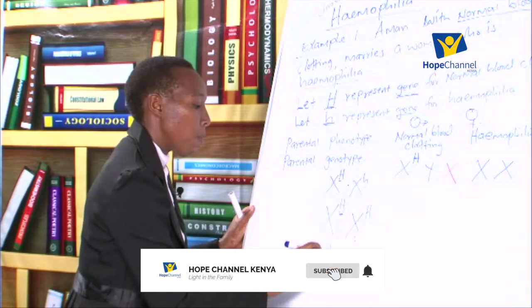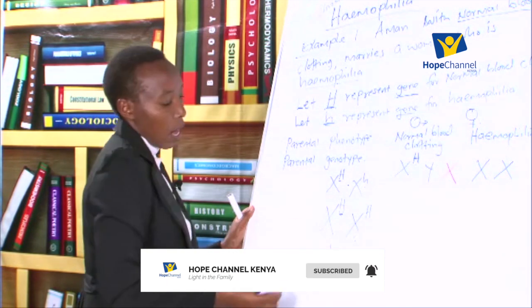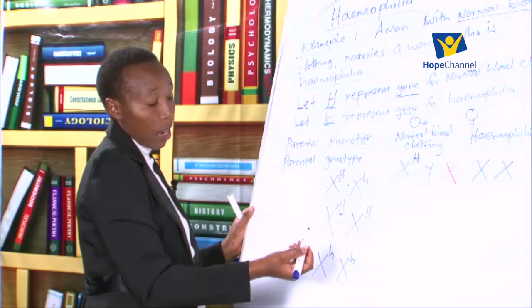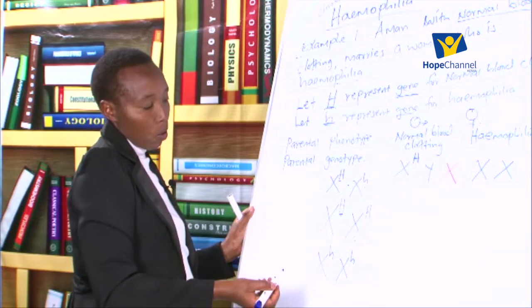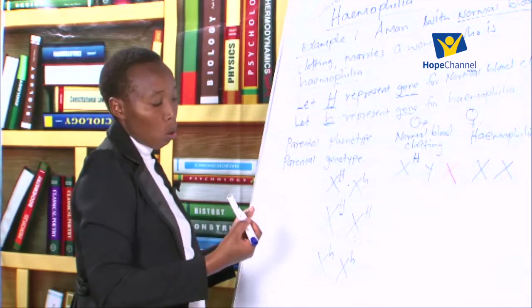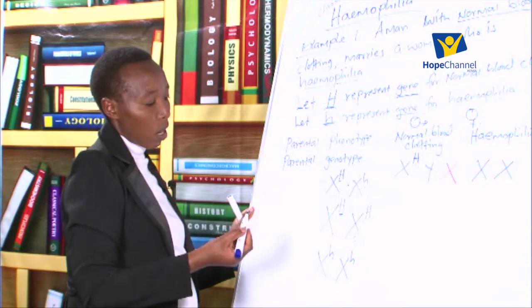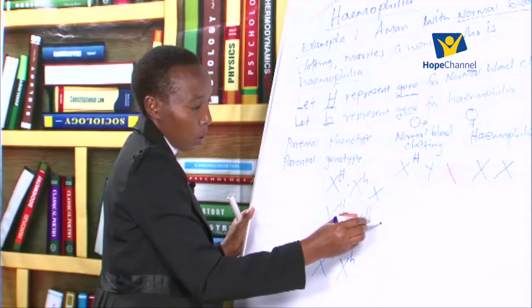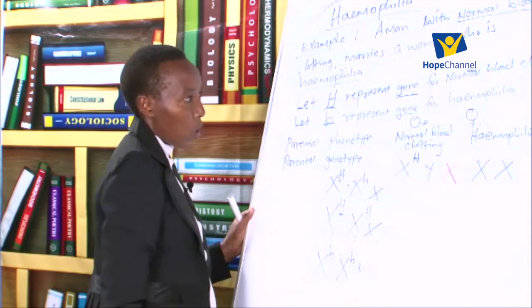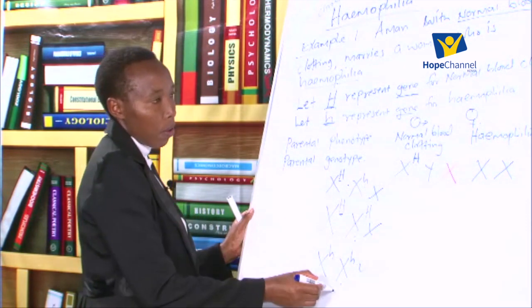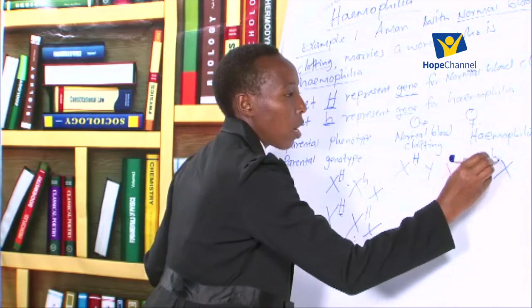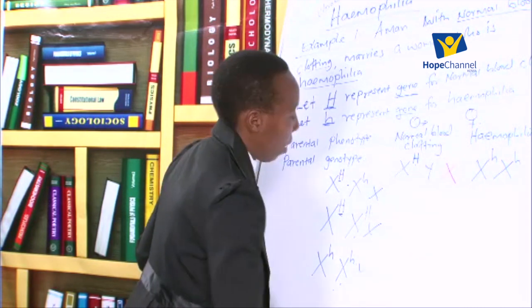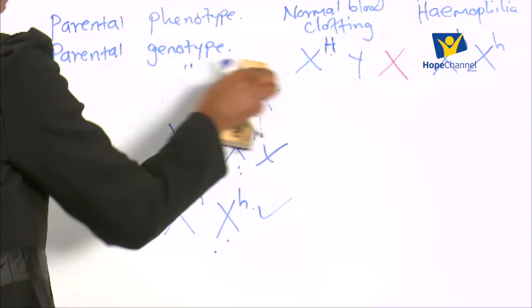So it means for someone who is hemophilic, the two X are carrying the recessive gene. A recessive gene can only show up in what? In homozygous condition. So in our case, we cannot have this, we cannot have this. This is what we have, a hemophilic female. So we write here, hemophilic female. Then now we continue with the cross.